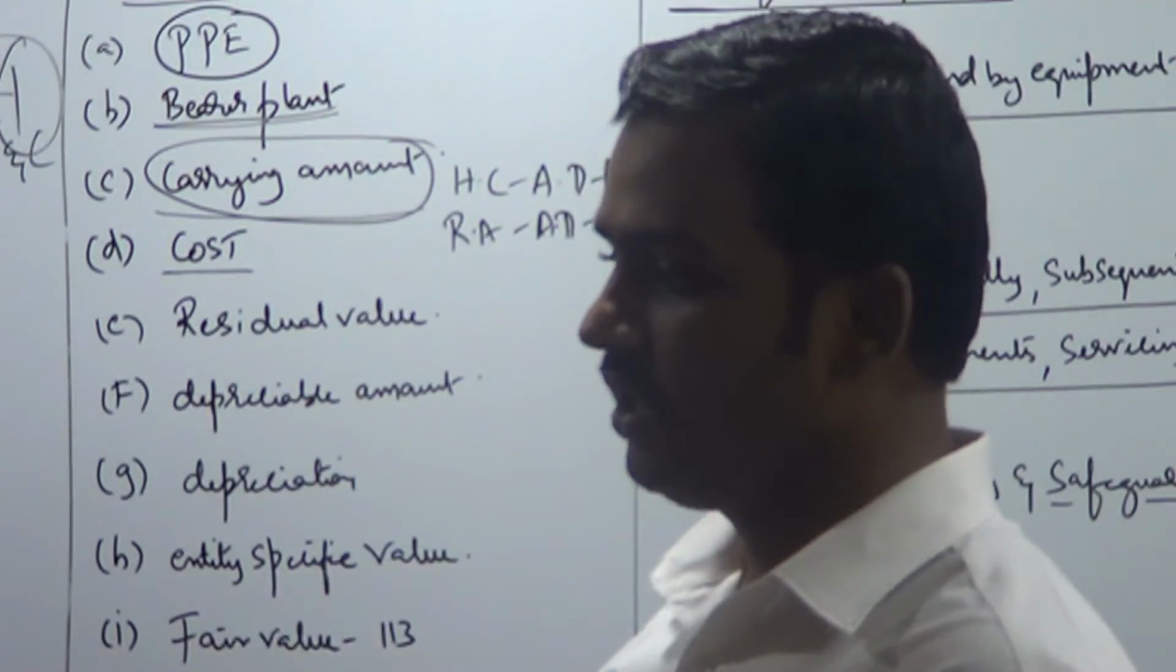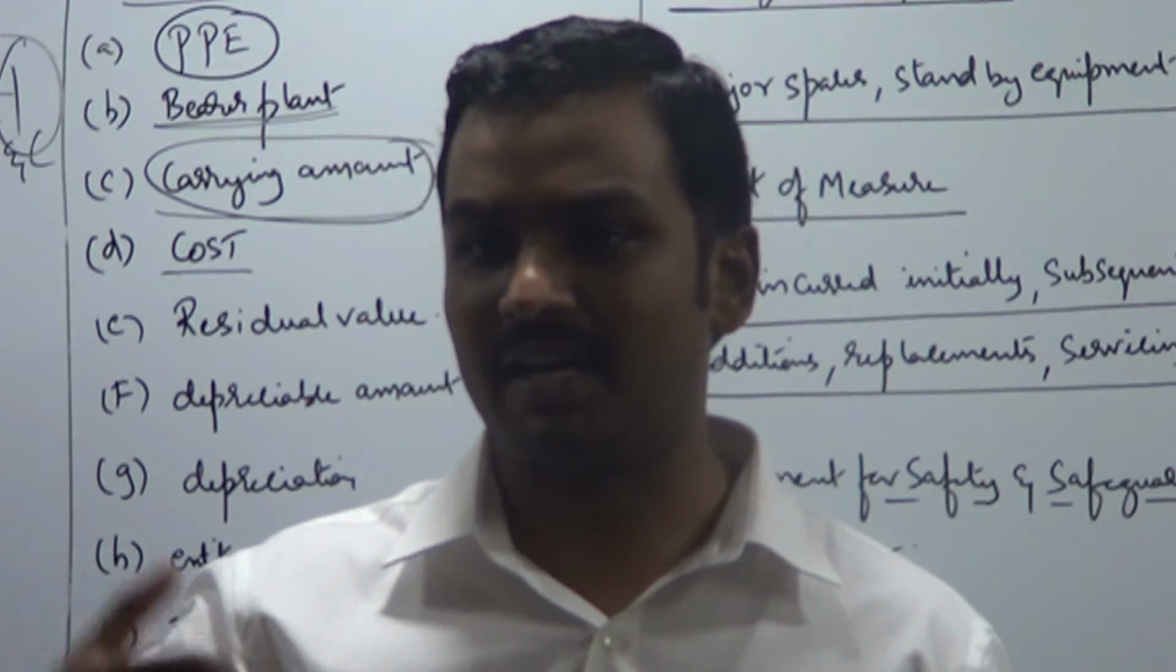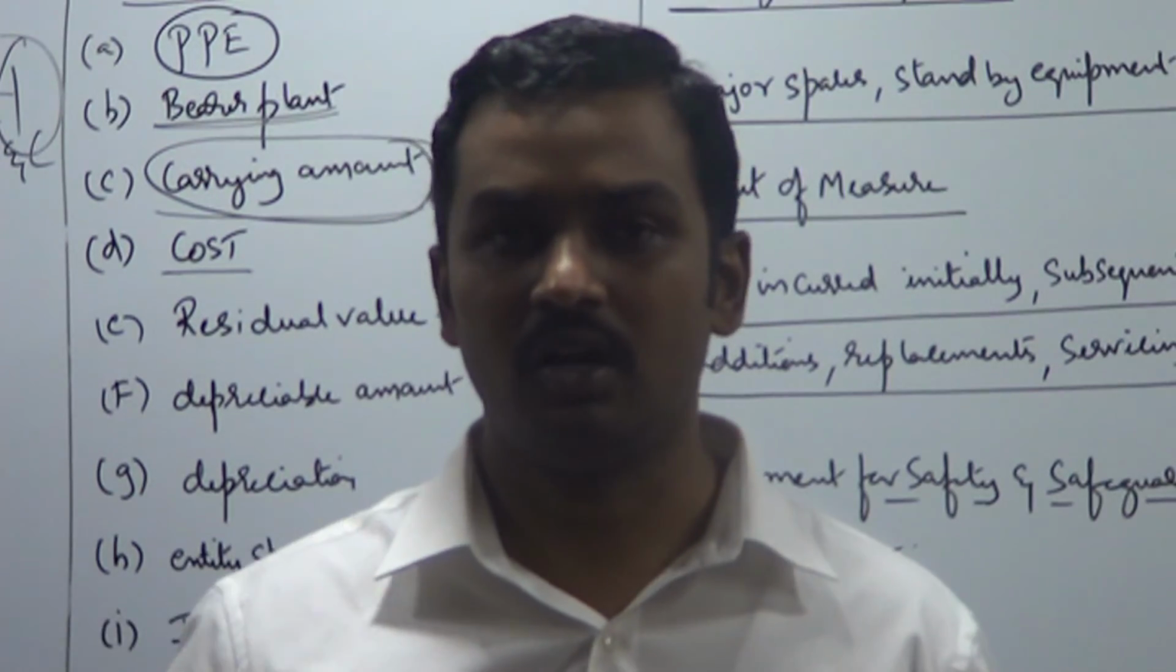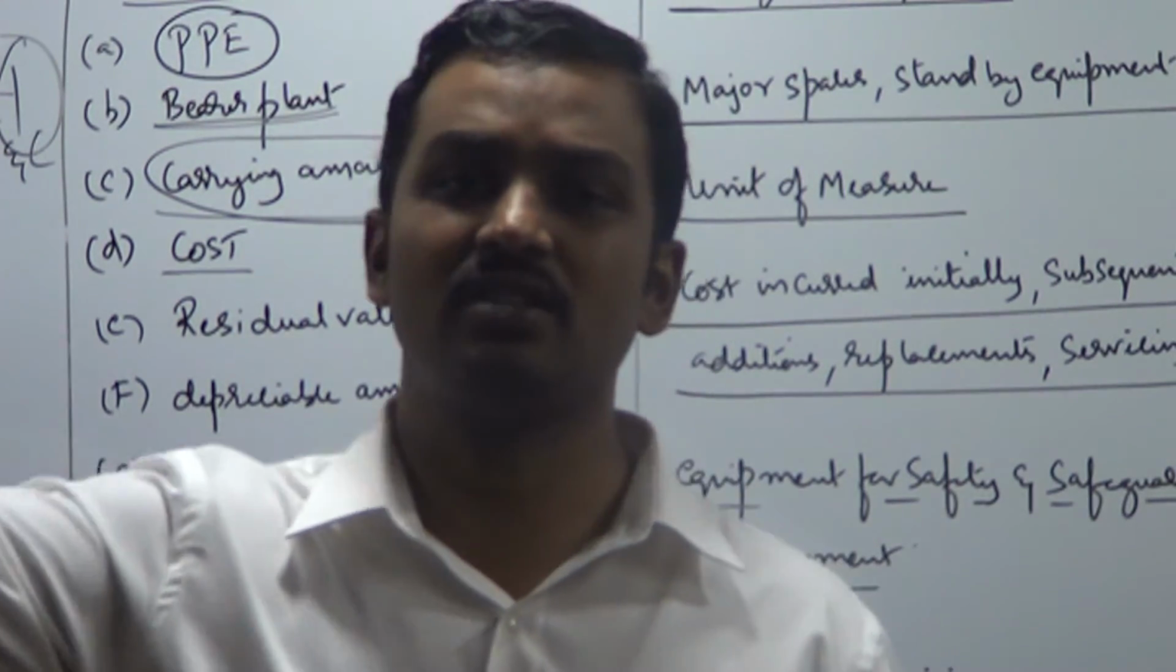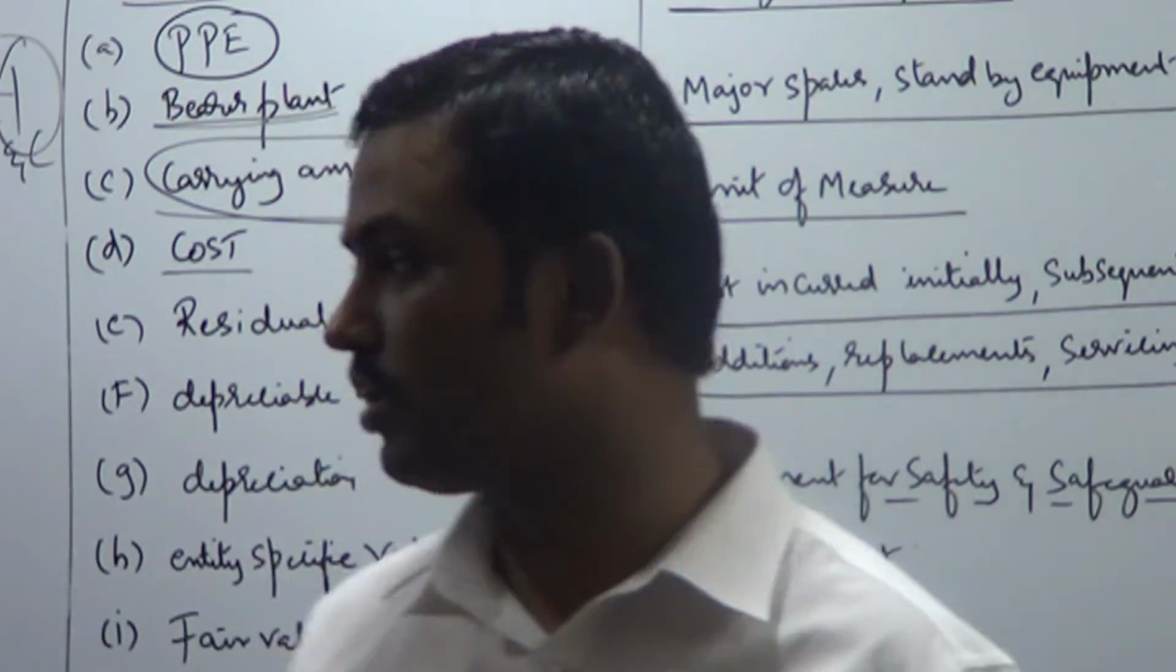Now what is cost? Cost is the cash paid to acquire the asset or cash paid to construct the asset, or it also includes the fair value of other consideration paid to acquire the asset or to get the asset constructed. That is considered as cost.